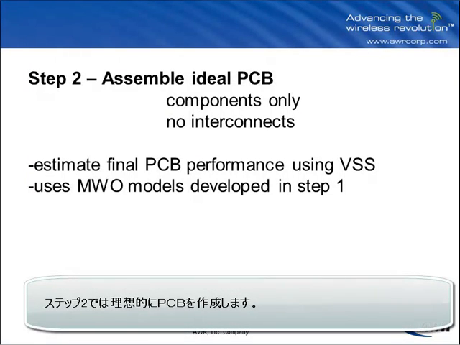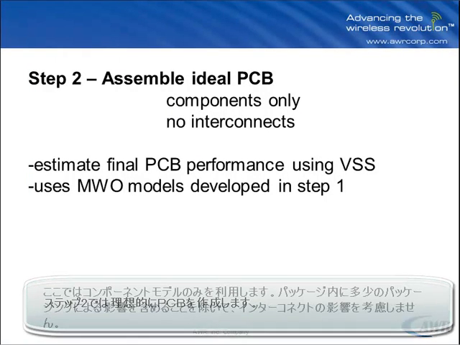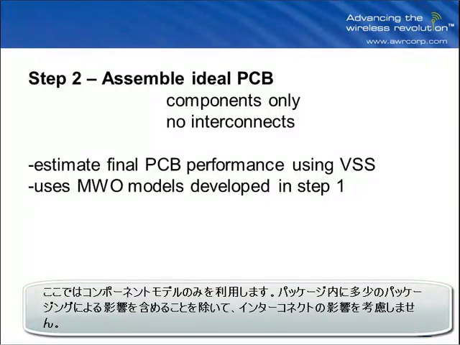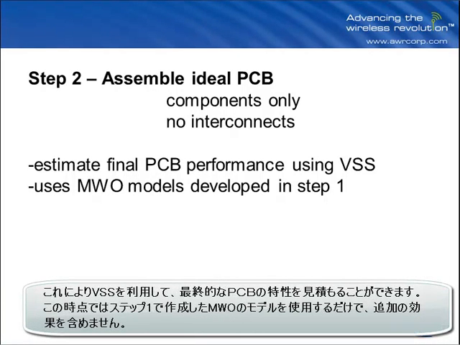In step 2, we will assemble the ideal PCB. Here we will use these component models only. We'll not look at interconnects unless perhaps we want to include a bit of a packaging effect for some of these parts inside of their packages. This will allow us to estimate the final PCB performance using VSS, and we will only use Microwave Office models developed in step 1. We won't add any additional models at this point in this step of the flow.